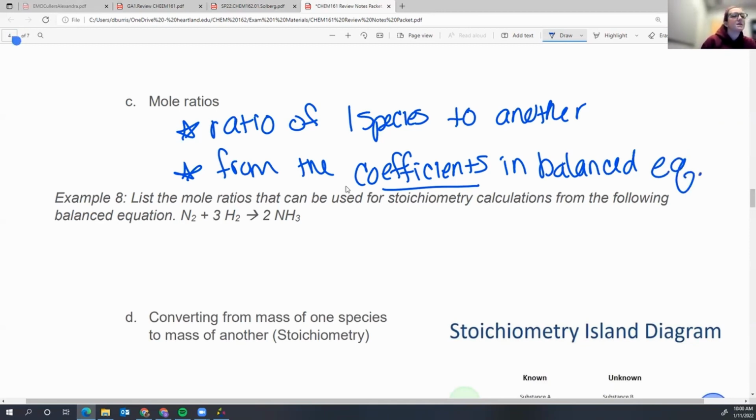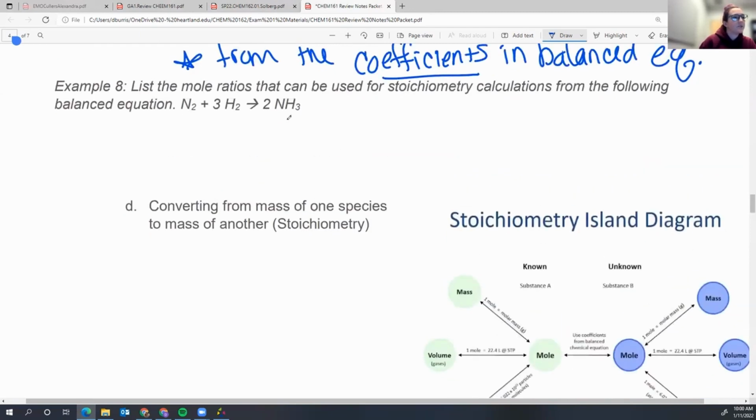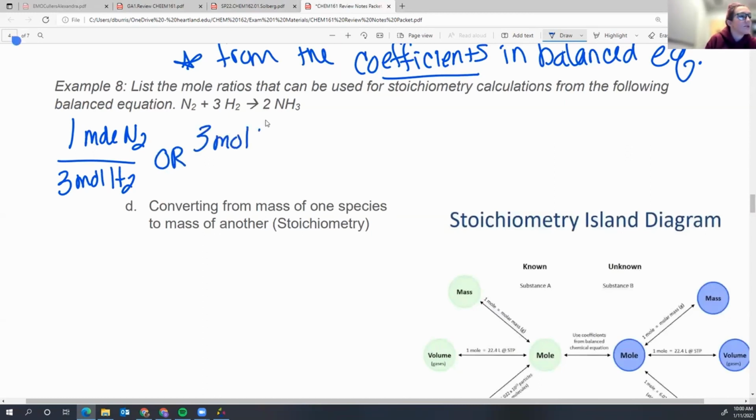All right, list the mole ratios that can be used for stoichiometry calculations from the following balanced equation. All right, so this is balanced. I can pull whatever ratio I need depending on the problem. I know that 1 mole of N2 needs 3 moles of H2 for any problem. You can write it however you need to make your units work out. So you can also write it, there's 3 moles of H2 for every 1 mole of N2.